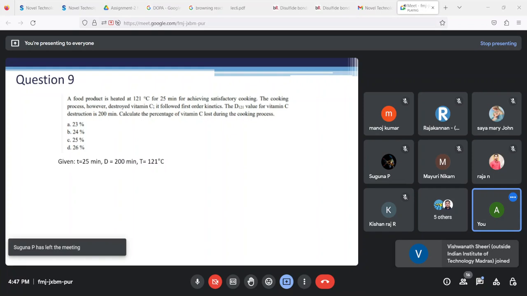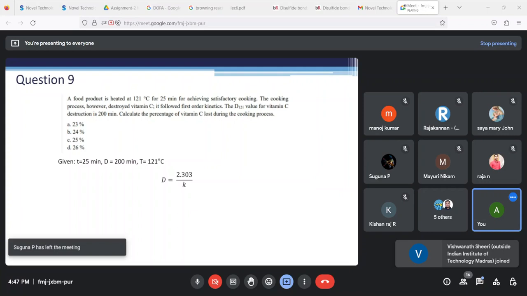We'll first look at the given. The time given is 25 minutes, the cooking was done for 25 minutes. The D value is given as 200 minutes and the temperature was 121 degrees Celsius. So D, as we saw, is equal to 2.303 by K. The derivation of this is given in the previous numericals. Anyways, I'll be uploading this presentation and I hope it will be available on the NPTEL platform as well, so you can look at the derivation there.